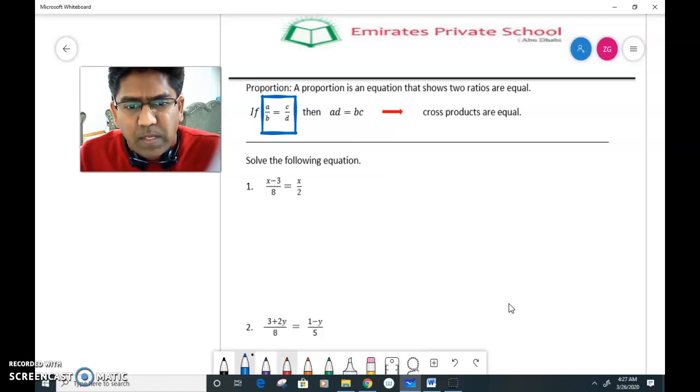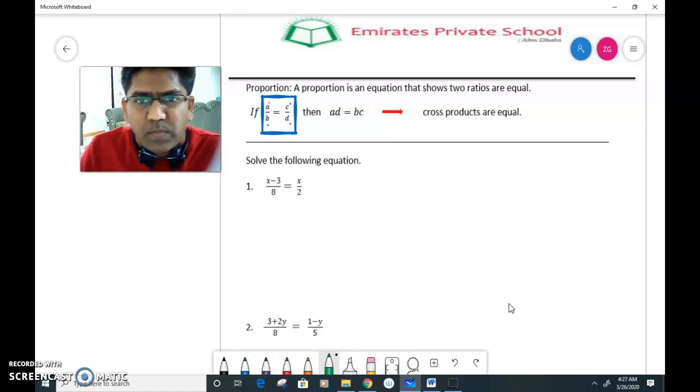So if I multiply A and D, it is same as multiplying C and B. So AD is equal to BC. So we get the property here, AD equal to BC. So we are going to use this property to solve the equations which are in the form of a proportion.